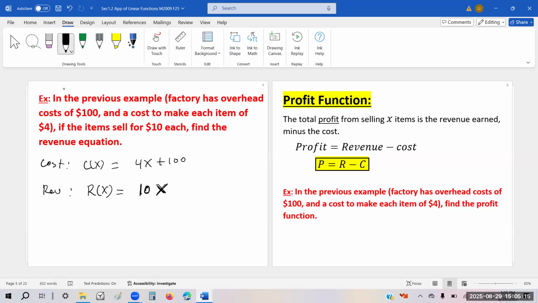So if you use the same example from before, you bought everything at $4 each with the monthly cost of $100, and then you got your revenue of $10 per item. So what would be your profit function for that scenario? Your profit, we represent it by big P of x equals what? We know profit is revenue minus cost, right? So what is your revenue function?